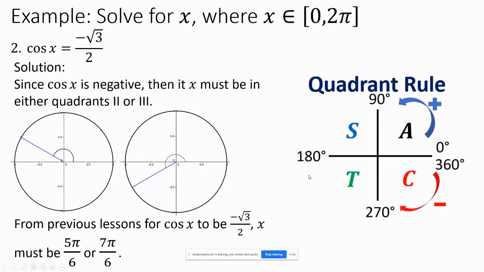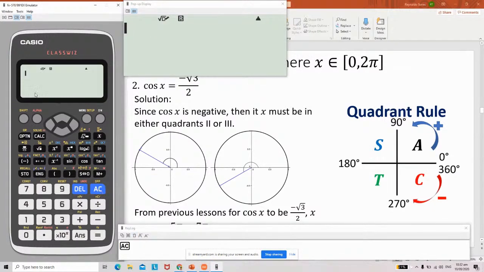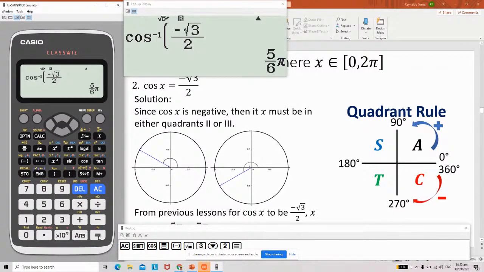Okay. So, how are we going to use our calculators now? Ayan. So, this time, we will be using inverse cosine. Paano gagawin si inverse cosine? So, shift. And then, this is your inverse cosine. Alright. And then, fraction. Alright. This is the fraction bar. Negative square root of 3 over 2. And we press equal, so you have 5 pi over 6. Okay, ito yung nasa second quadrant.